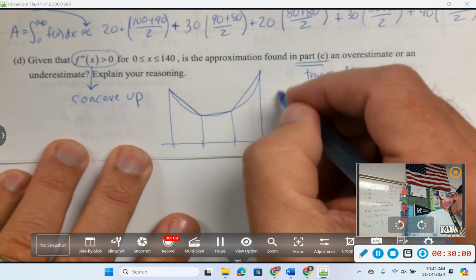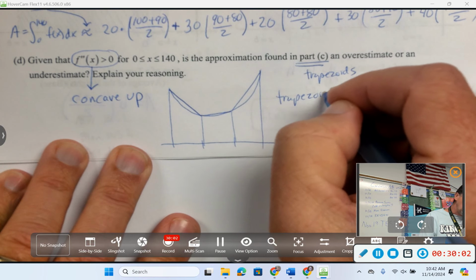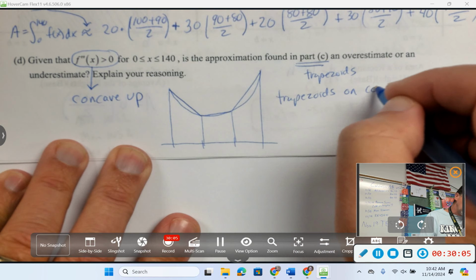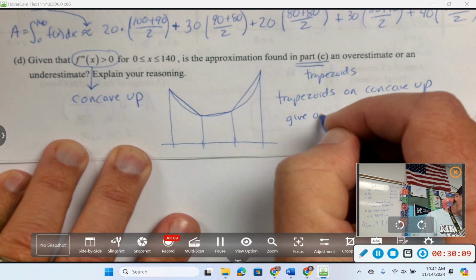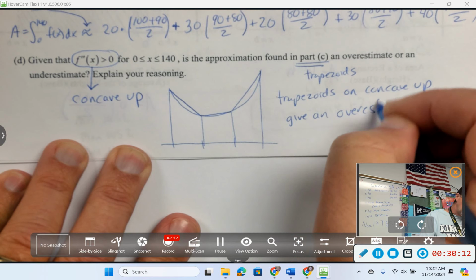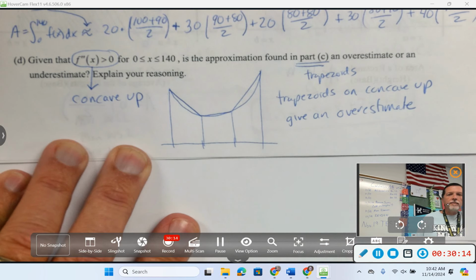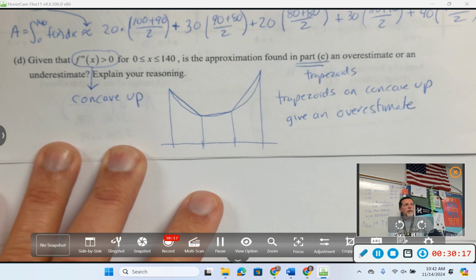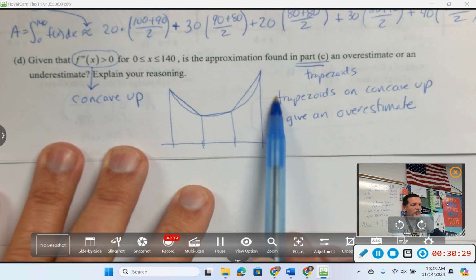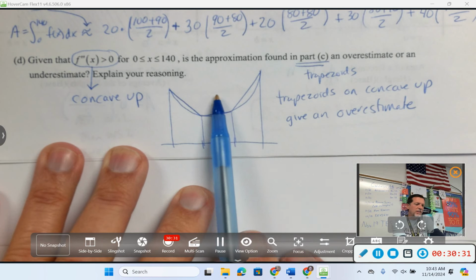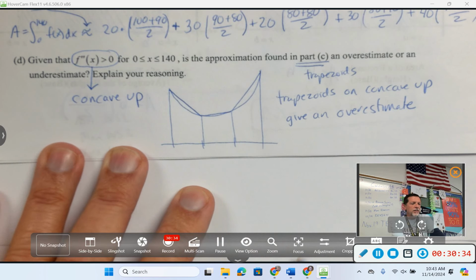They're over. And so all you would say is trapezoids on concave up give an overestimate. Some people are going to memorize that, but there's too many different combinations to memorize, and once you get one wrong, you miss them all. So, don't memorize that. Sketch out the situation, and then you can figure out if it's over or under.